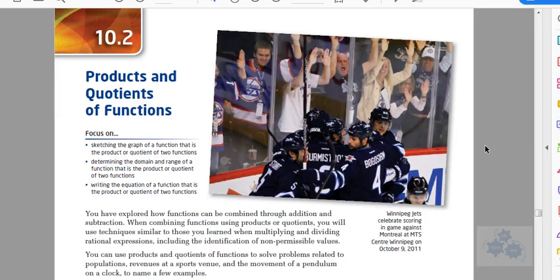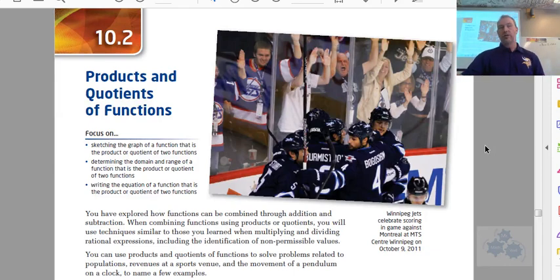All right, so let's just do this. We're going to take a look at 10.2 and a little bit of 10.3 together. A bit of a combined lesson. 10.2 is short, 10.3 is long. So we'll see how far we get here today, okay?